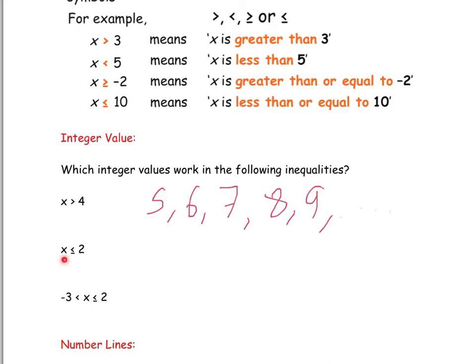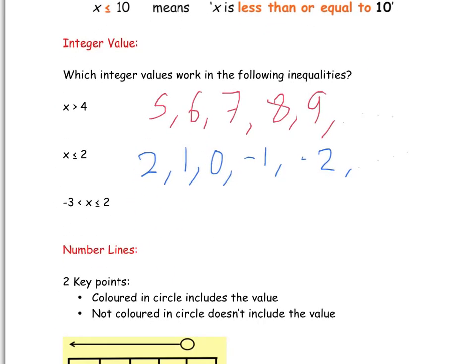What about x is less than or equal to 2? So this time 2 is the biggest number we're going to have because the crocodile is eating the 2. So we want any number less than 2. Or it could be equal to 2. So we could have 2, 1, 0, minus 1, minus 2, etc.